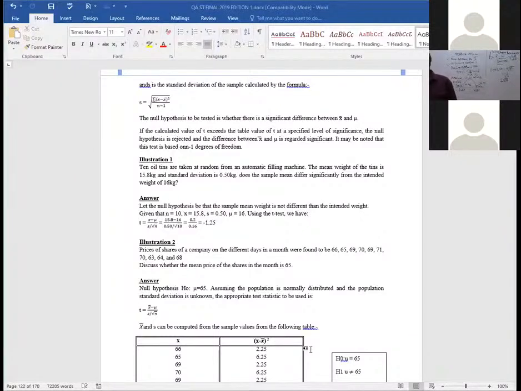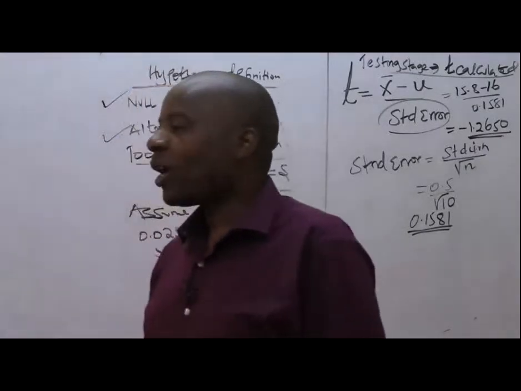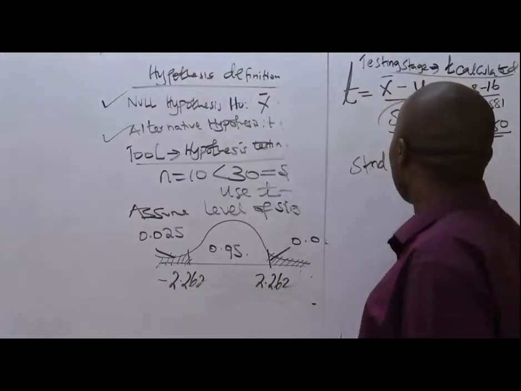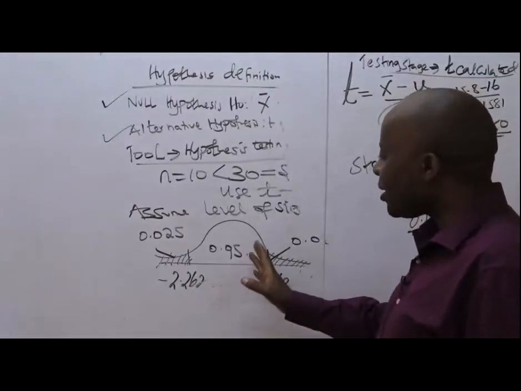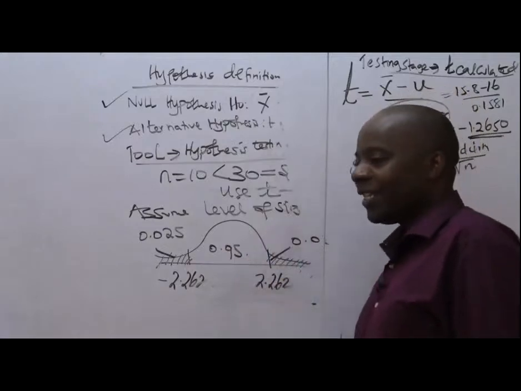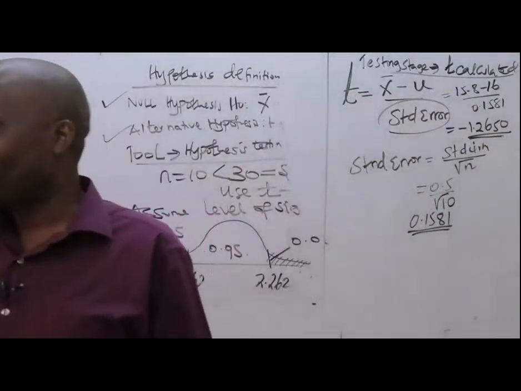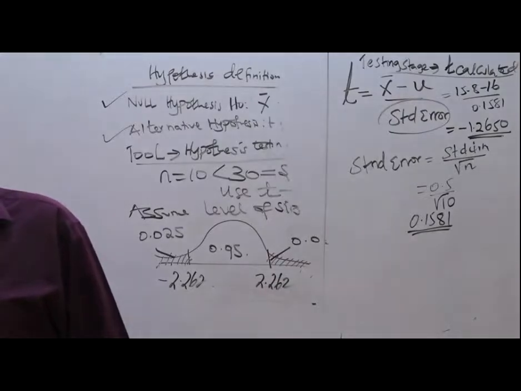So they've already given me the answer. They're telling me it is negative 1.2650. That is the T calculated. Now, could you kindly do me a favor? Please try to locate that T calculated in your test tool. Where is this minus 1.2650 in this test tool? Is it in the shaded area or unshaded area?